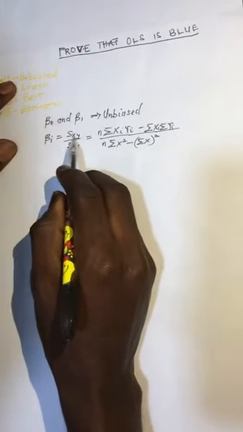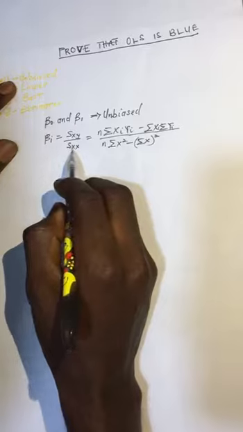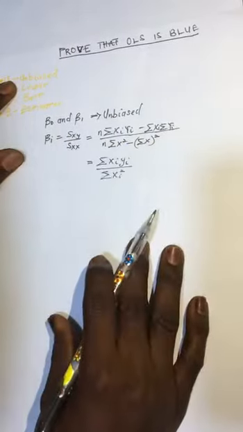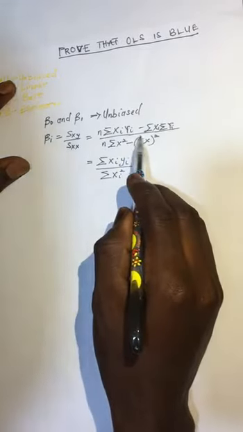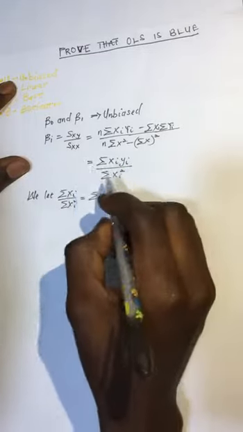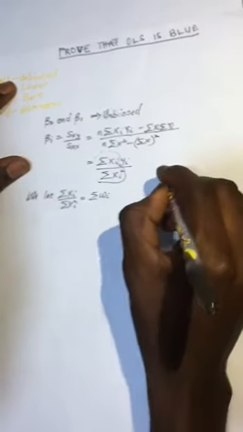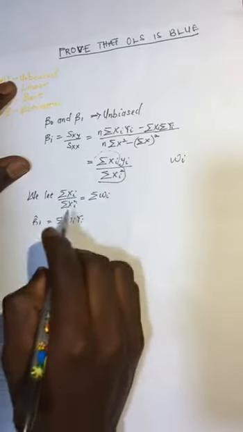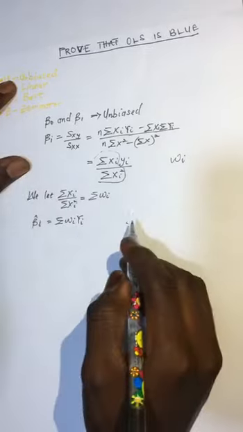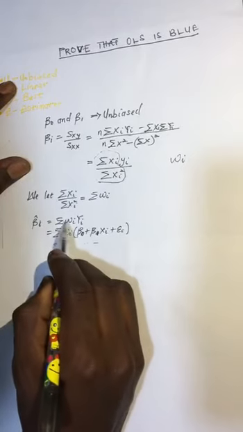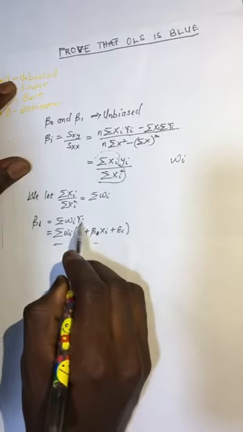Now we know that beta 1 is S subscript xy over S xx, and we all know that this is this. So let's continue, and this can simply be written as this. So now from here we can let this be equal to w i. So that means the whole of this can be written as beta 1 equals the summation of w i y i.